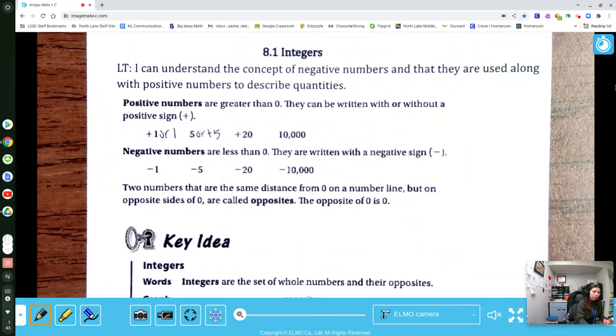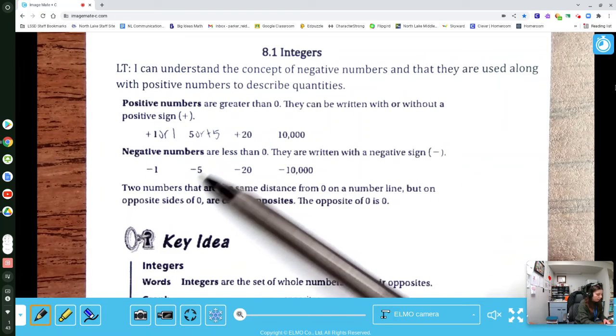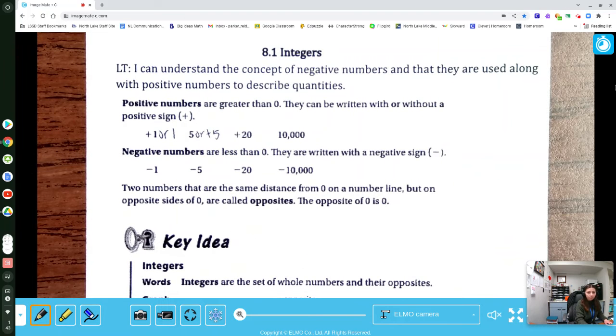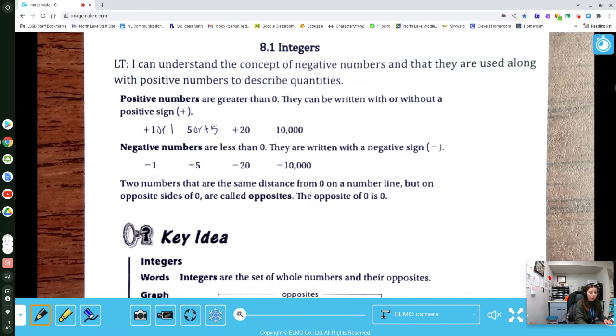Then we have negative numbers. Negative numbers are less than 0 and they are written with a negative sign. They must have this negative sign. -1, -5, -20, -10,000.